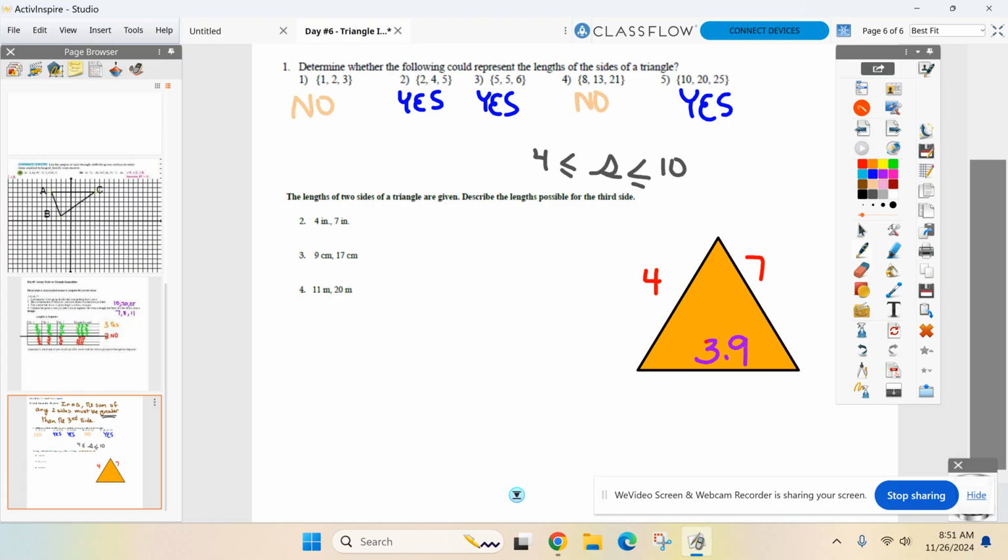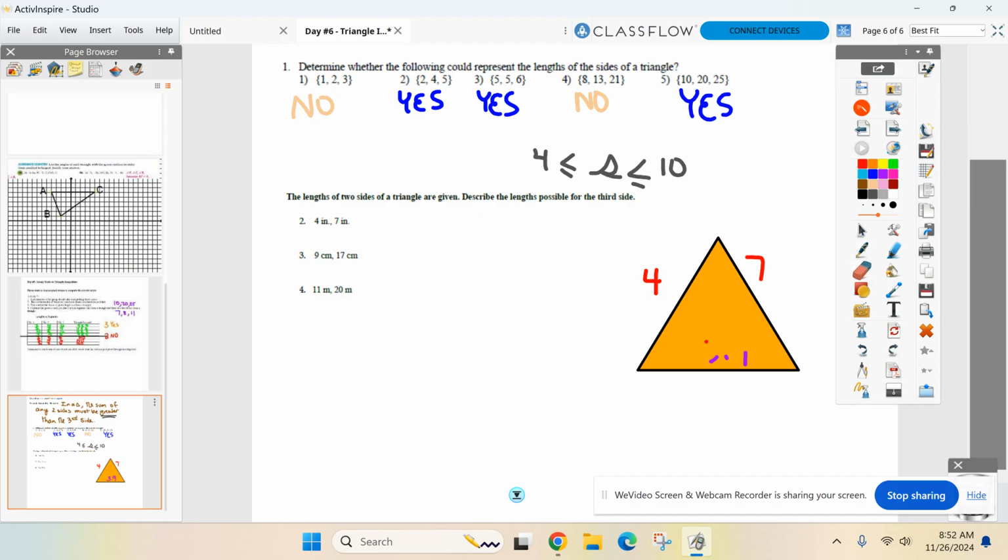Could it be 3.9 that side? If I add up two sides, is it bigger than the third? Could 3.9 be a side? Yes. 4 plus 3.9 is bigger than 7, but there's a problem. Is 3.9 part of my inequality we just wrote together?